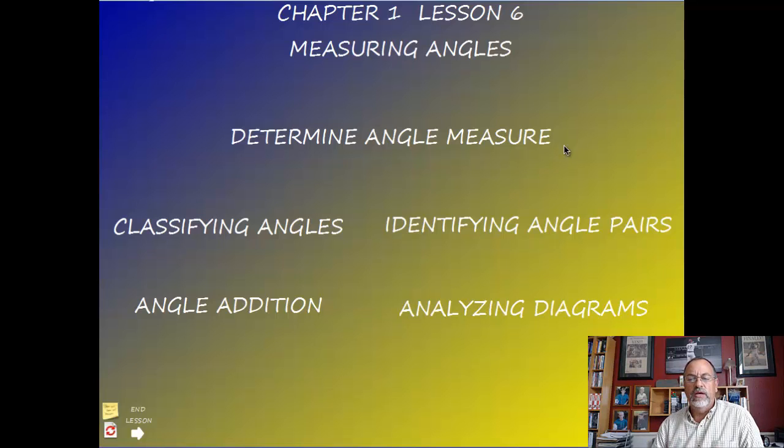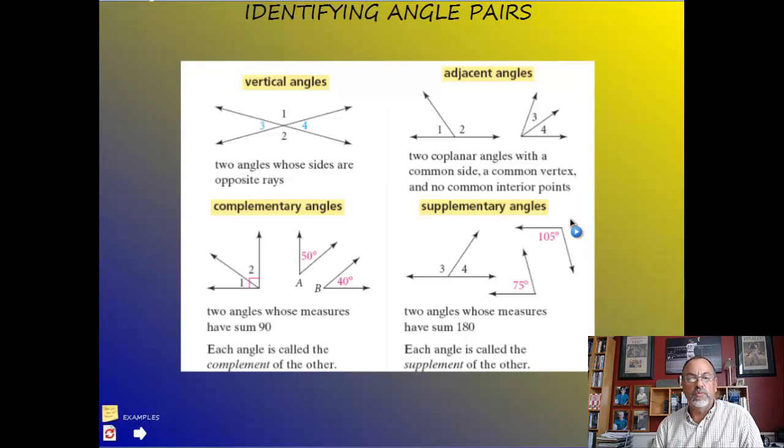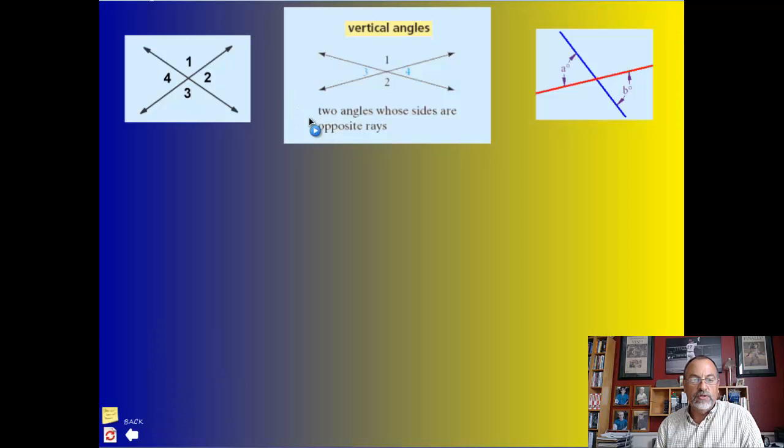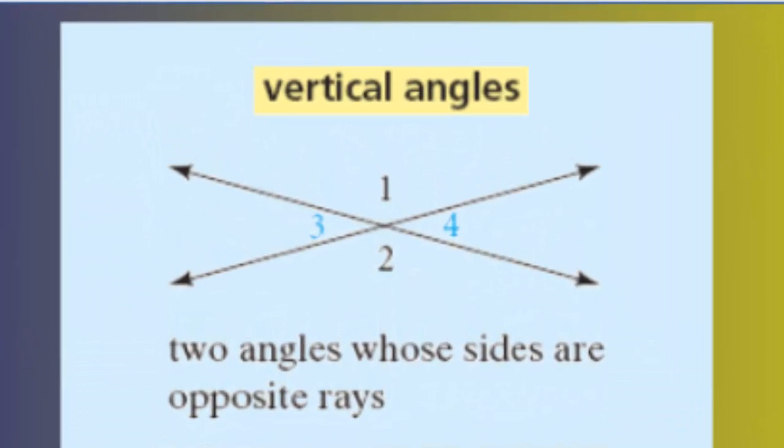So right here we're going to look at some pairs of angles, some relationships between different types of angles, which are going to allow us, again, to write those mathematical expressions. So the first one we want to look at are vertical angles. Vertical angles are angles whose sides are opposite rays. So if you took the sides of one vertical angle and the sides of the other, they're going to be opposite rays.